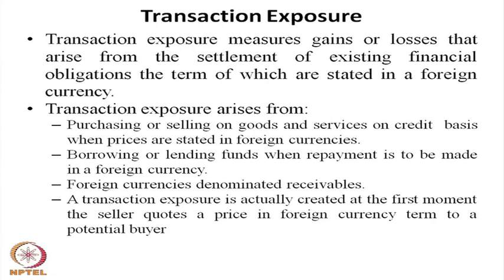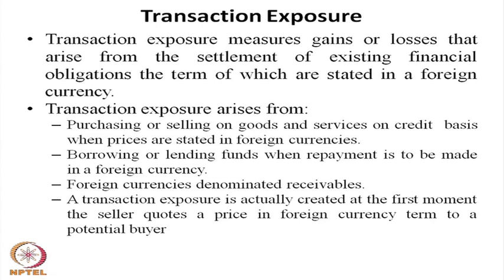Since future payments and future receivables are there, and the exchange rate fluctuates, future receivables also fluctuate; it is a transaction exposure. Foreign currency denominated receivables, of all kinds, be it an export receivable, an interest payment receivable, or a principal payment receivable: if the receivables are denominated in foreign currency, the currency fluctuation changes the value of the receivable and it is a transaction exposure. A transaction exposure is actually created at the first moment the seller quotes a price in foreign currency terms to a potential buyer.